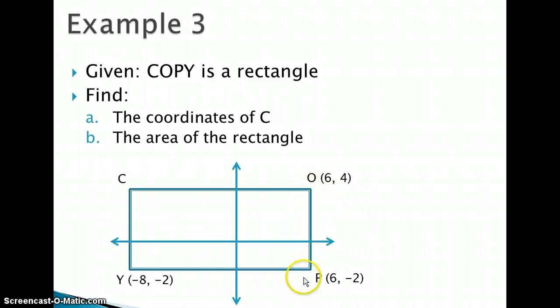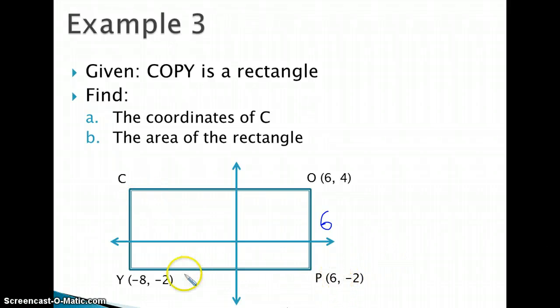So the distance from O to P is the same as the distance from C to Y. If I look at my coordinates here, from 6 comma 4 to 6 comma negative 2, there's no difference in the x direction. So the only difference is in the y direction. So I've got to figure out how far it is from 4 to negative 2, and I get 6. Similarly, PY and OC are going to be the same measurements. So if I can find out what PY is, then I can find out what OC measures.